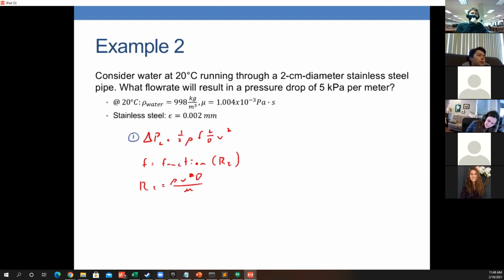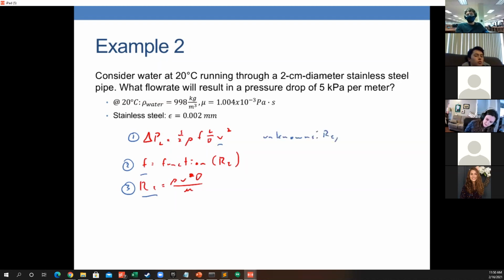And if I put it like this, then we have 3 equations. What would be our 3 unknowns? Reynolds number, F, and V. Yep.